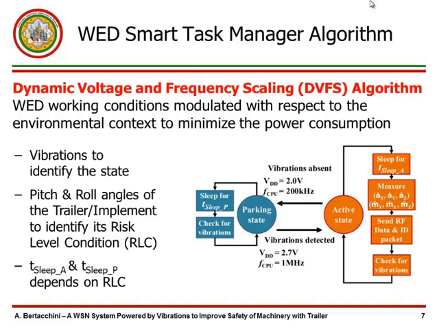angles in order to detect its actual risk level condition. The risk level conditions are used to change dynamically the sleeping time between two consecutive task executions. Of course, if a dangerous condition is detected, the sleeping time is reduced, and vice versa. If there is no risk, the sleeping time can be increased for power saving.